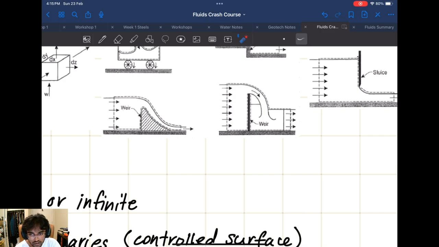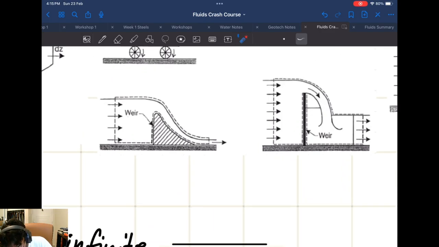In real life scenarios, it might change, like this water might escape. We don't worry about that. We always assume this controlled volume.